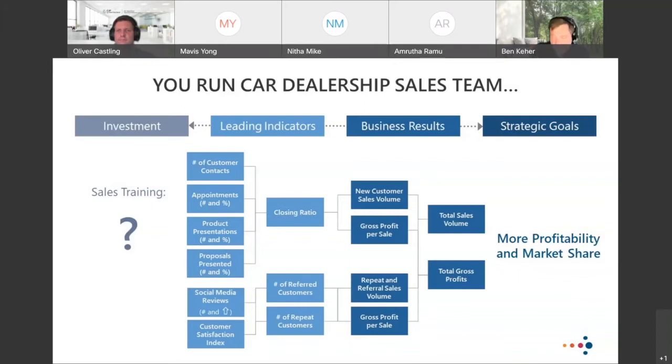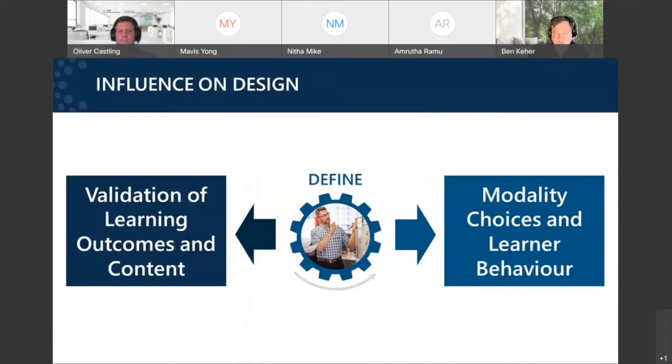And so that changed things as well, because project teams are fluid. And we started to come up with metrics like the number and frequency of conversations that occur within a project, and how we're going to track and measure that. So when you go through the measurement mapping process, it's a really powerful tool in making sure you've got the right content. Now, the other side of the equation that we mentioned is modality choices and learner behavior.